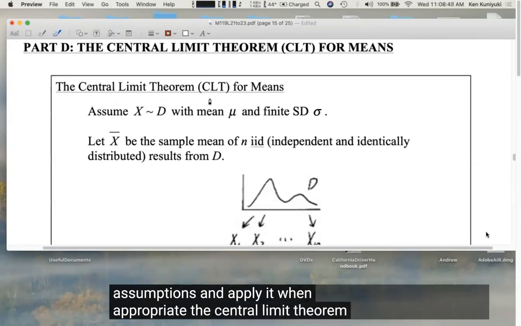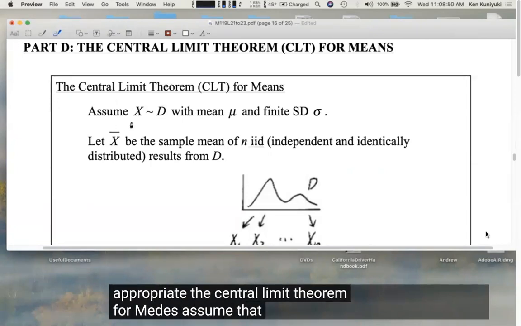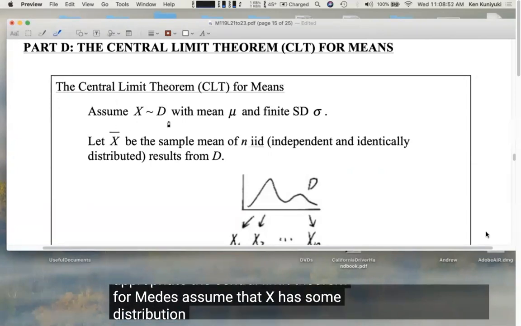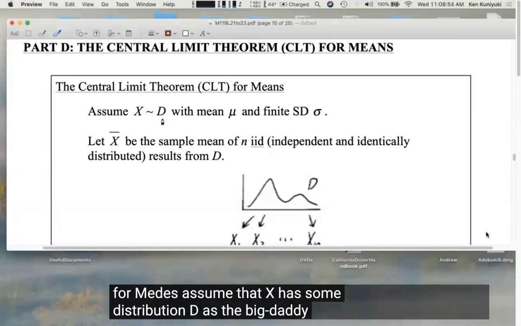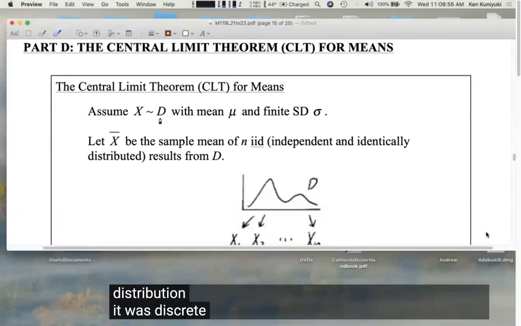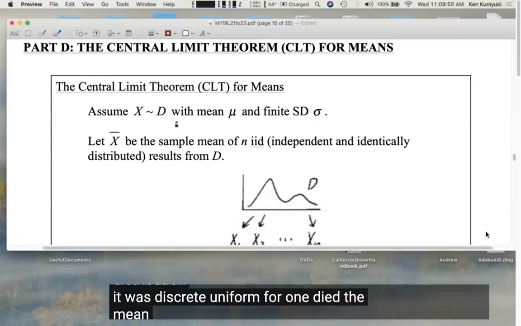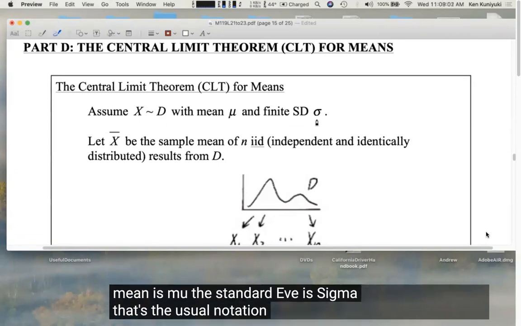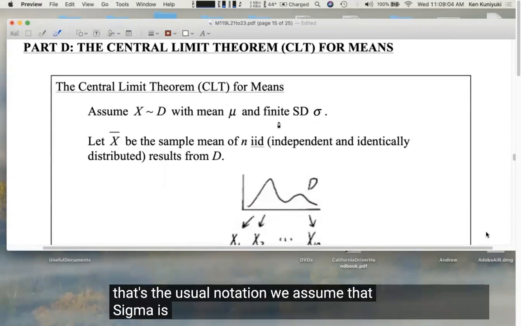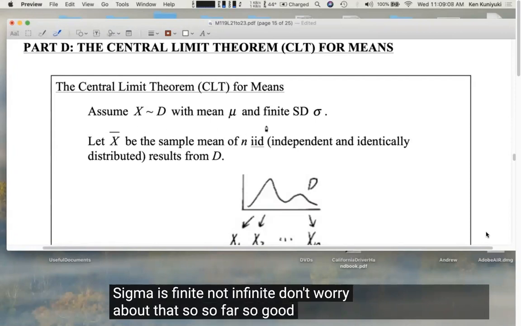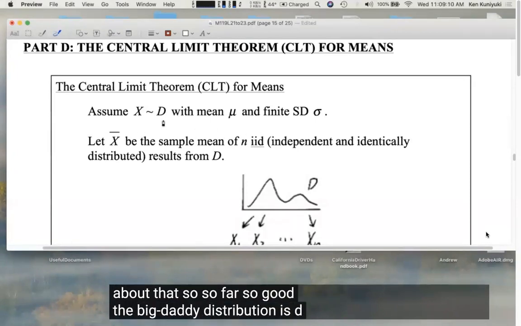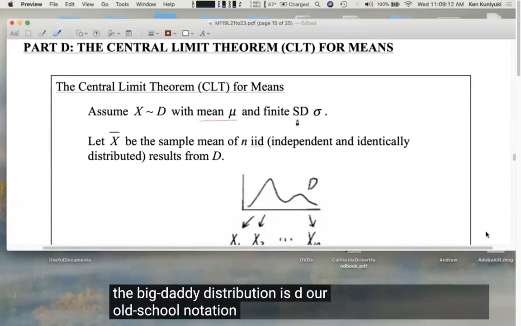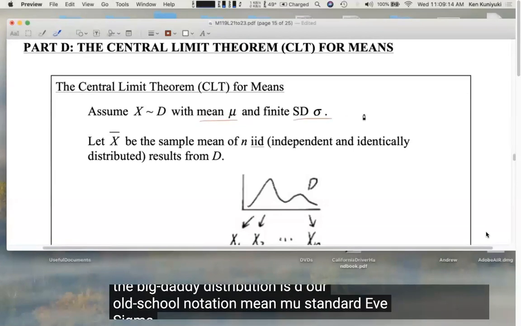The central limit theorem for means. Assume that X has some distribution D as the Big Daddy distribution. It was discrete uniform for one die. The mean is mu. The standard dev is sigma. That's the usual notation. We assume that sigma is finite, not infinite. Don't worry about that. So far, so good. The Big Daddy distribution is D, our old school notation. Mean mu, standard dev, sigma.